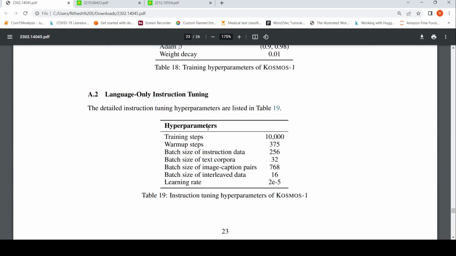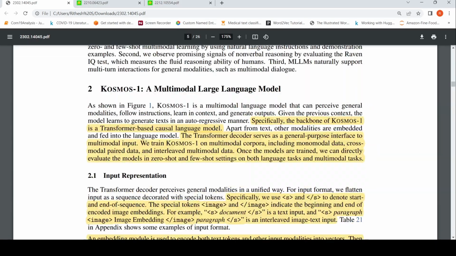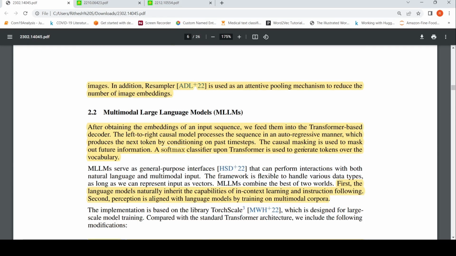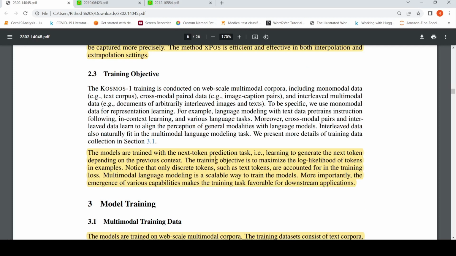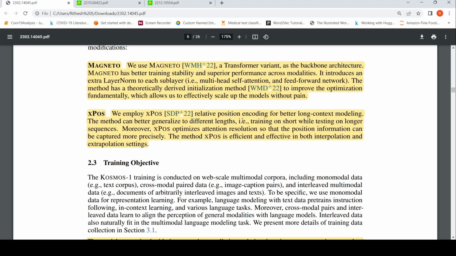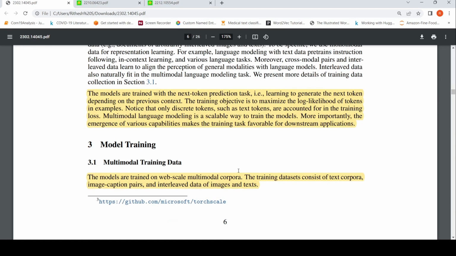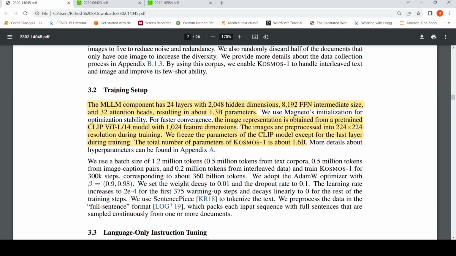Now let's go back to our model part. So this was about the input representation, and then you have the training objective. The training objective is a next token prediction task, learning to generate the next token depending on the previous context. Because they can embed images plus text, and they can also have interleaved data, the output is always text. So that is what they are trying to predict over here. This talks about the dataset, but we'll go to the training setup.